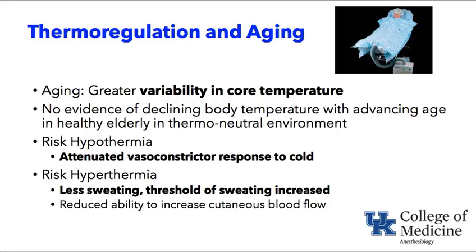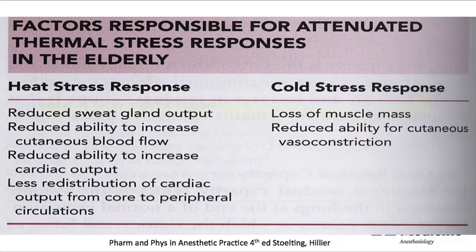Thermoregulation and aging. There's greater variability in core temperature. Remember, the autonomic nervous system is not working as well. The ability to vasoconstrict is not as good. So in the perioperative period, if they cannot vasoconstrict in response to cold as a normal patient would, there's a risk for hypothermia. And there's also a risk for hyperthermia because they don't sweat as well, and their threshold for sweating is actually increased. So you can see how problems with cold mainly, but also potentially problems with hyperthermia can occur in the perioperative period.